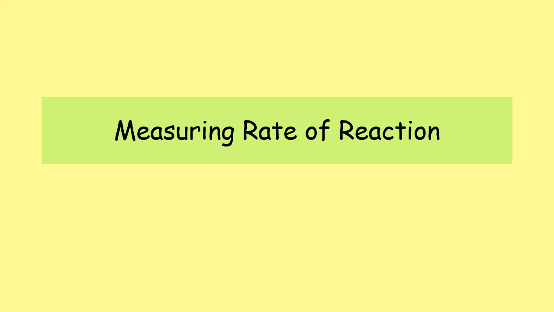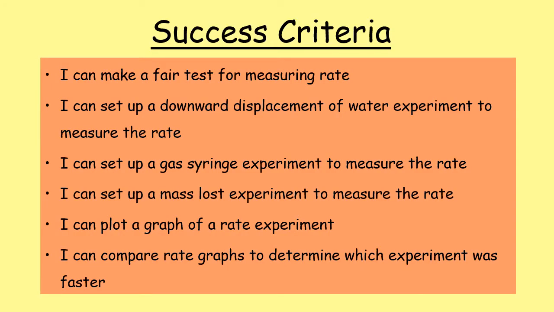This is a National 4-5 chemistry lesson on rates of reaction, and today's lesson is going to focus on measuring the rate of reaction. So the success criteria are: I will be able to make a fair test for measuring the rate of a reaction.